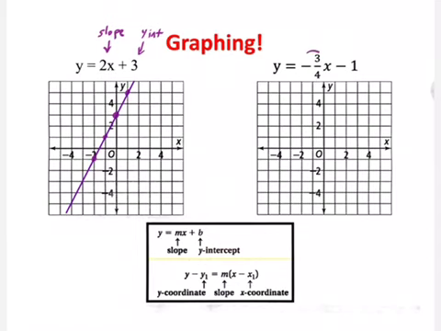Question 2, same idea. Our slope in this case is negative 3/4, and our y-intercept is negative 1. So we put our point at negative 1, and we apply our slope. Down 3, right 4. To get the rest of the line, I'll do the opposite from my starting point. I'll go up 3, left 4. And now I'll just connect my points to draw my line.